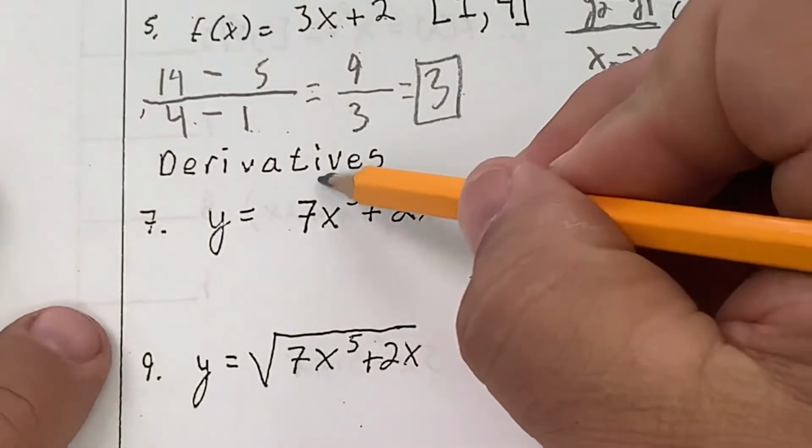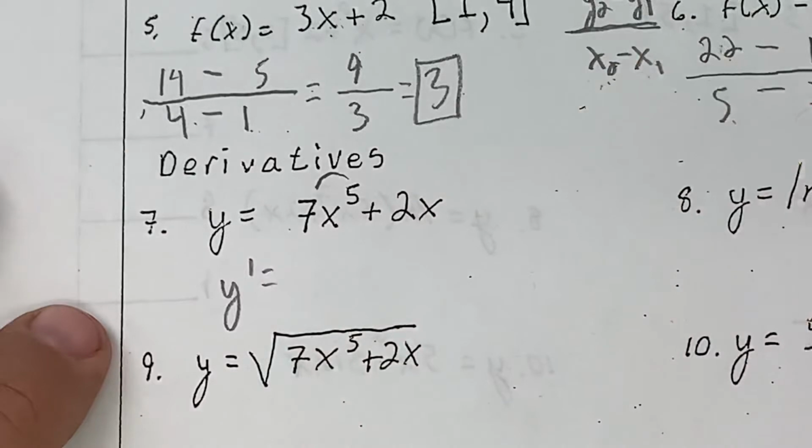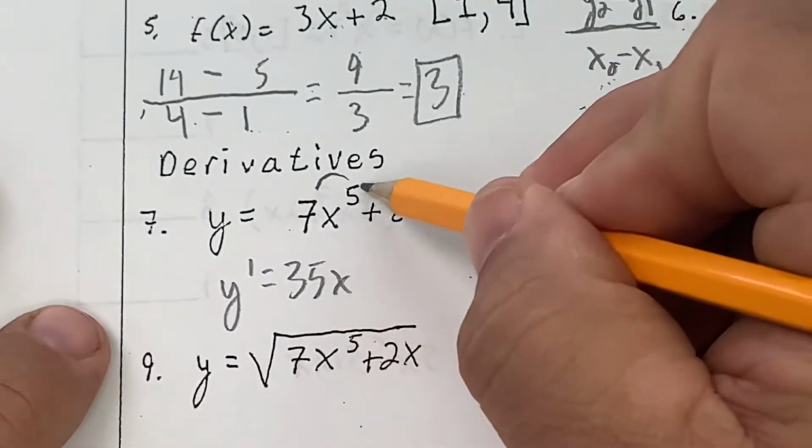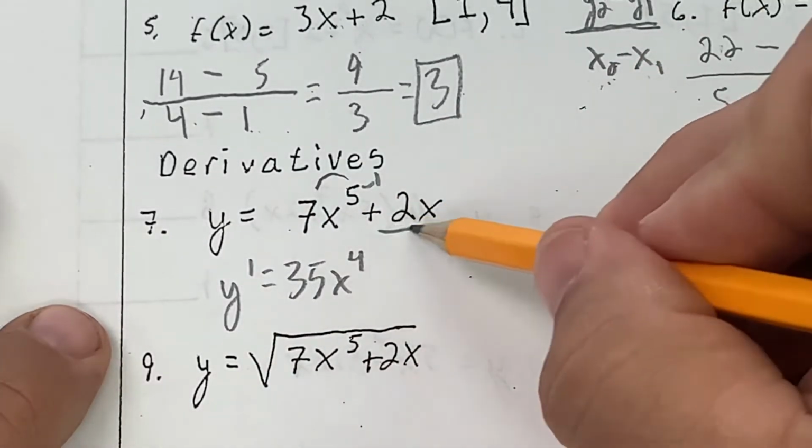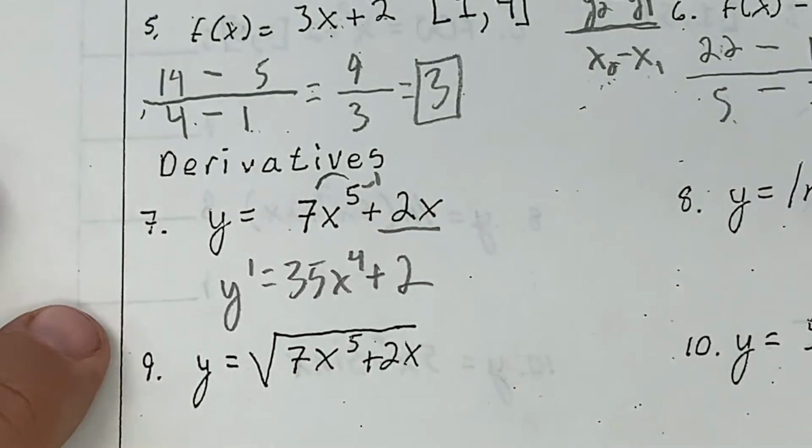Derivatives, power rule, 5 times 7, so y prime is going to equal 35x minus 1 to the 4th. The derivative of 2x is just plus 2.